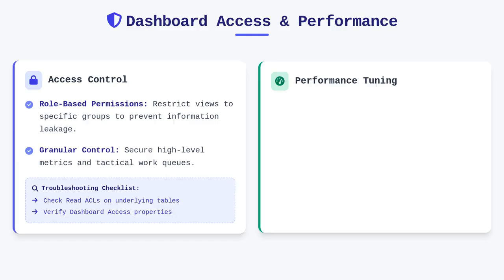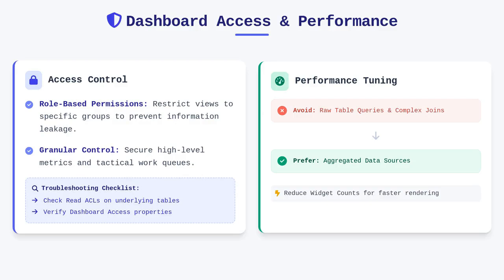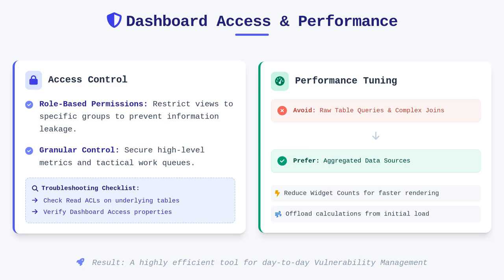It is also important to consider that excessive widget counts or poorly optimized reports can severely degrade page render speeds, creating a frustrating experience for the end user. To improve performance, we should favor the use of aggregated data sources rather than raw table queries, and ensure that we are not performing complex joins or calculations during the initial dashboard rendering process. By streamlining these visual outputs, we ensure that the Security Operations Dashboard remains a highly efficient tool for day-to-day vulnerability management.